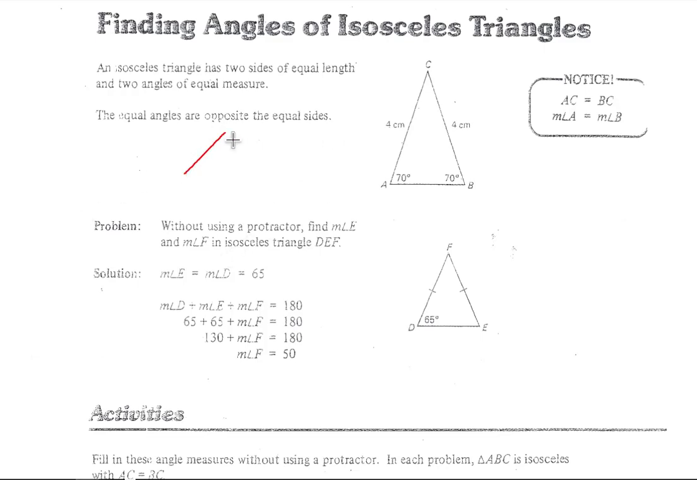In this worksheet, we're finding measures of angles of isosceles triangles. There are really a couple different types of isosceles triangles. An equilateral or equiangular triangle is isosceles. Isosceles is defined as having at least two congruent sides.